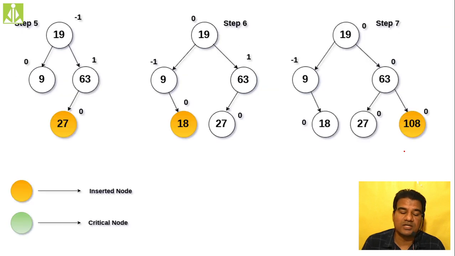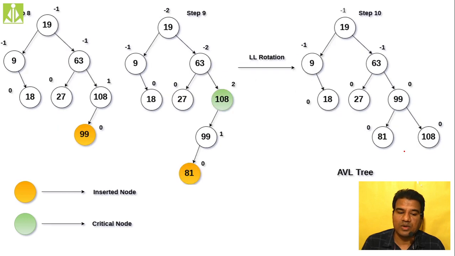Then we inserted 27, no loss, 18, no loss. After inserting 108, no loss. Then we inserted 99, no loss. Then we inserted 81. So when we inserted 81, again we lost the balance. So we performed a single rotation, left rotation. After performing the LL rotation, again everything got balanced.